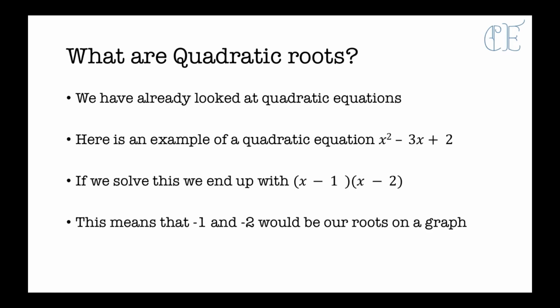So, what are quadratic roots? We've already looked at quadratic equations. Here is an example of a quadratic equation, x squared minus 3x plus 2. If we solve this, we end up with x minus 1, x minus 2, which means that these two values would need to be multiplied together to give us 2 and added together to give us 3. If you've not watched the video on solving quadratic equations via factorising, which is what this is, please go back and watch that. So this means that minus 1 and 2 would be our roots on a graph.